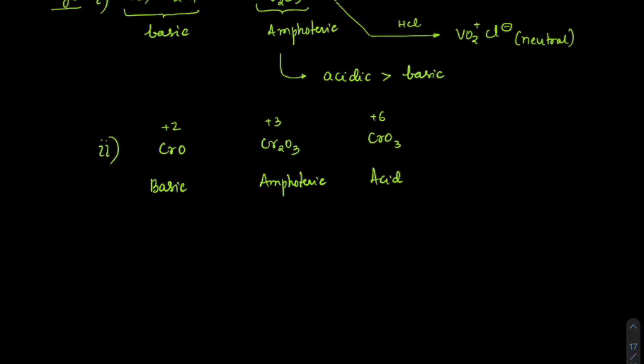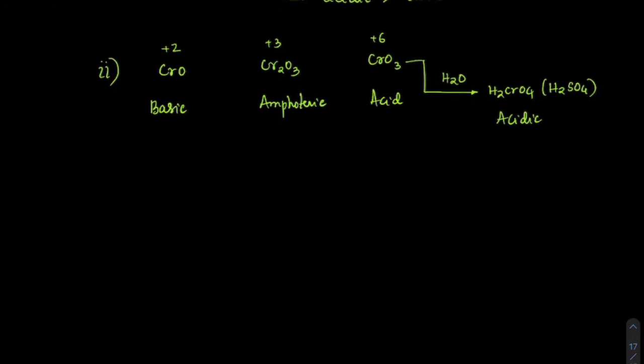CrO3 is acidic with +6 oxidation state. How is it acidic? If you add CrO3 to water, it would become H2CrO4, just like H2SO4, and it is acidic in nature. Is that clear? Just like when you add SO3 to H2O, we get H2SO4, right? The same thing will happen here also.